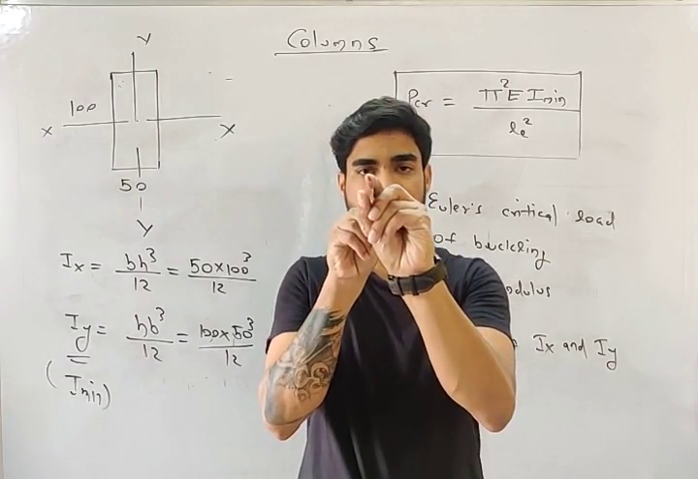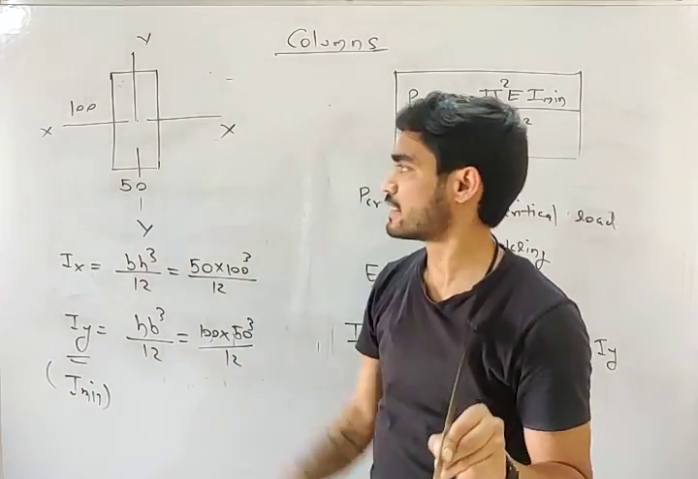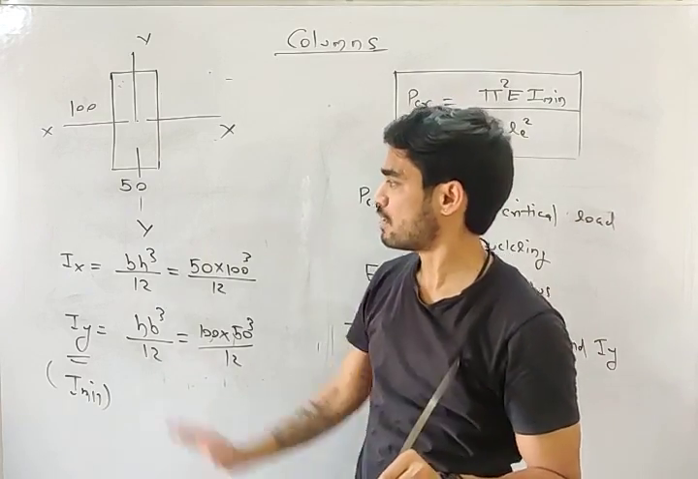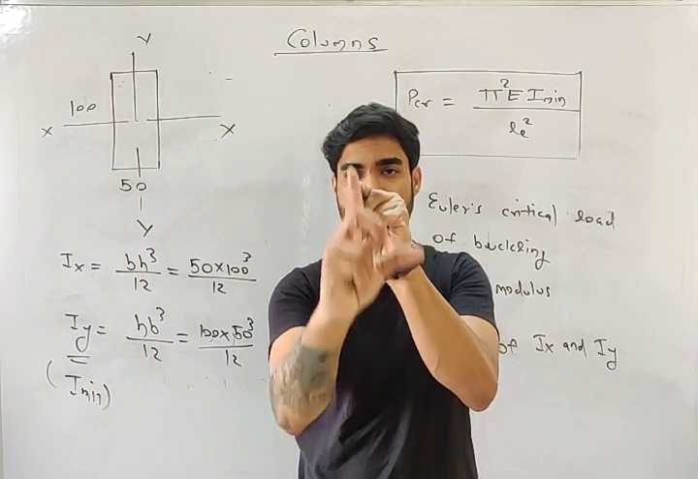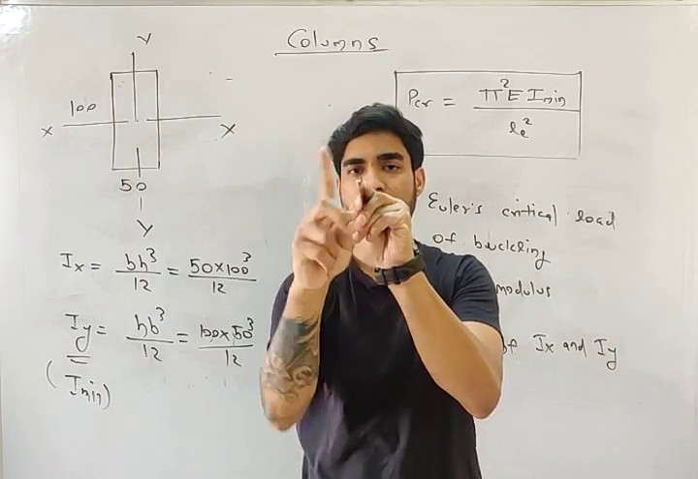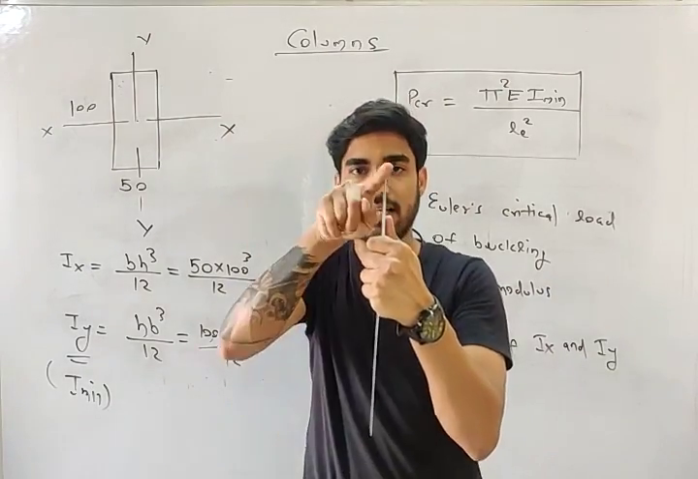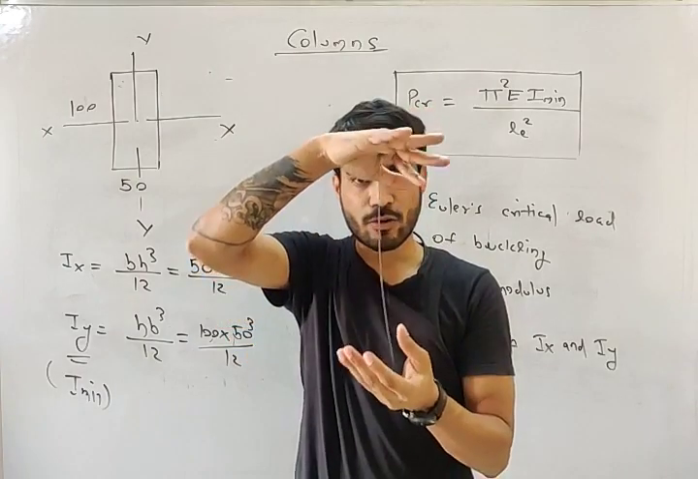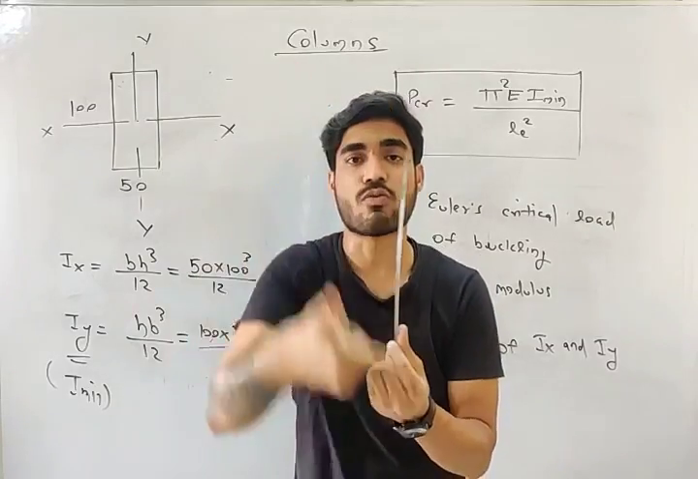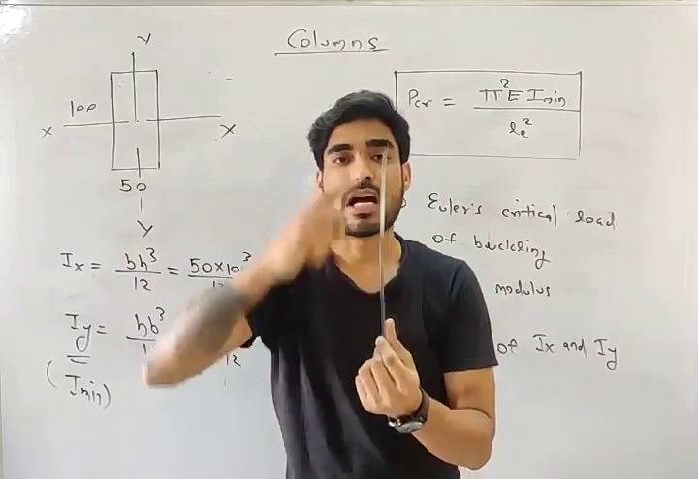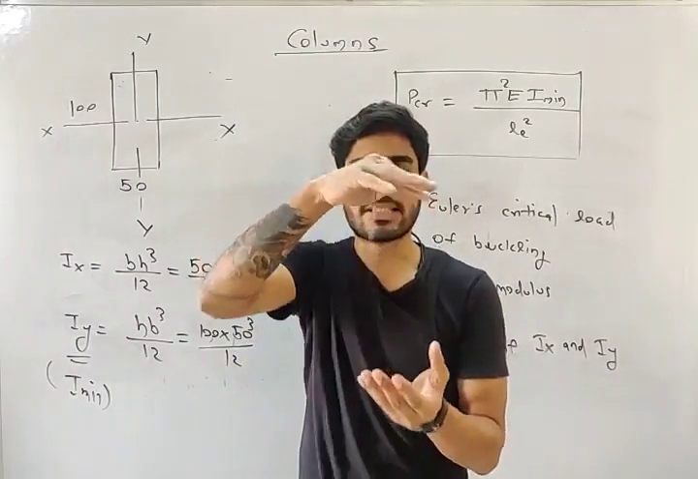Look at this cross section. About which axis is resistance minimum? This axis or this axis? The y-axis, Iy. This is the axis about which I is minimum. So it will bend about this axis, which means it will bend like this. If you apply the load, it always bends like this. It never bends like this, because the resistance is more about this axis. So this is I minimum.